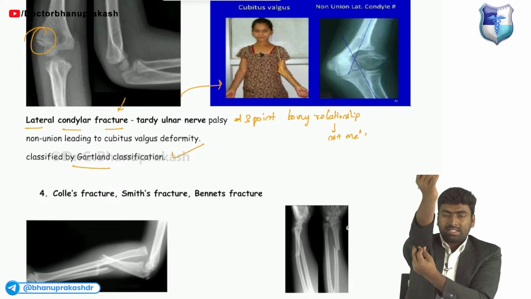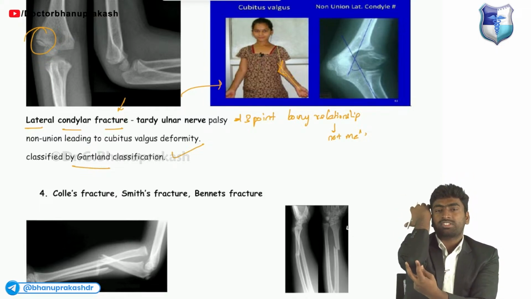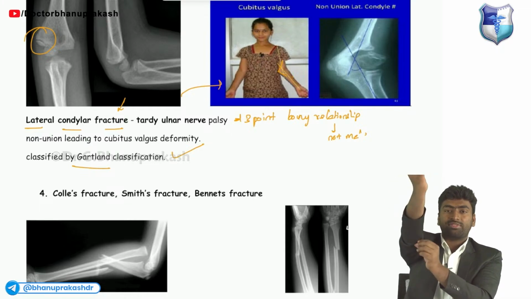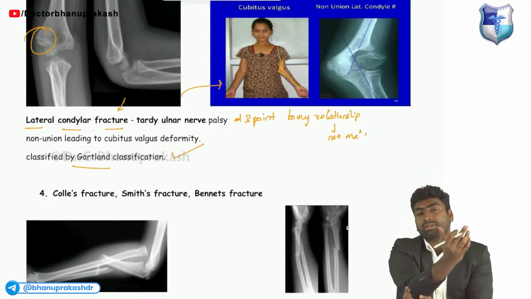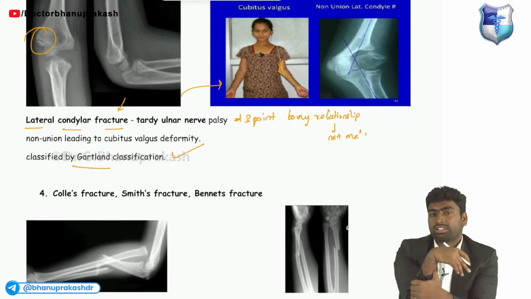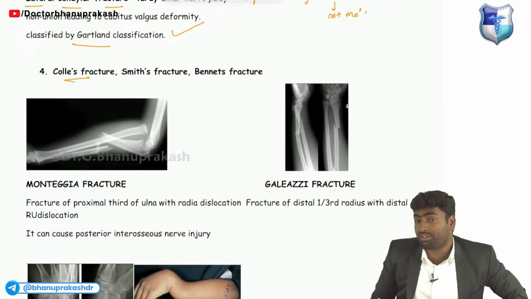Whereas if I am doing like this, the 3 points are in a straight line. Whereas here it is like this. This is not a 3-point bony relationship. So if there is any fracture of this lateral condyle, this will be gone. Okay, remember. Right. Next we'll move on to a few more forearm fractures.